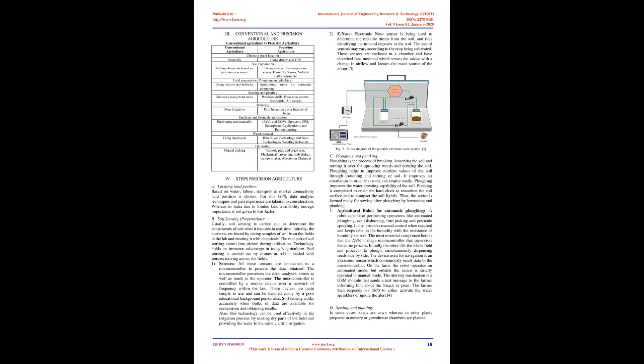B. Soil sensing and preparation. Usually, soil sensing is carried out to determine the constituents of soil and what it requires in real time. Initially, the nutrients are found by taking samples of soil from the fields to the lab and treating them with chemicals. The real part of soil sensing comes into the picture during cultivation. Technology holds an immense advantage in today's agriculture.